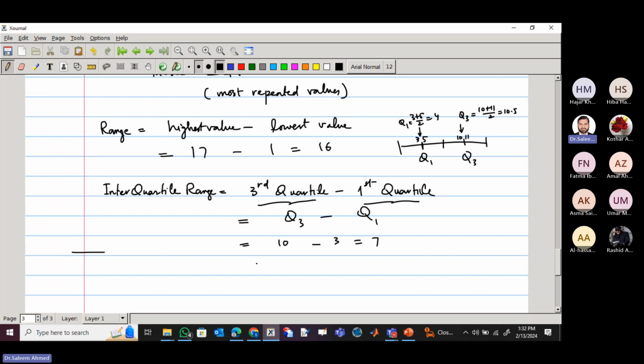So these are actually very accurate. If you write 10.5 minus 4, this will give you 6.5. This is very accurate, but 7 is also correct, no issues. Either you can pick this as your Q1 and this as your Q3, and write 10 minus 3, which is 7. That is also okay. Both are okay.